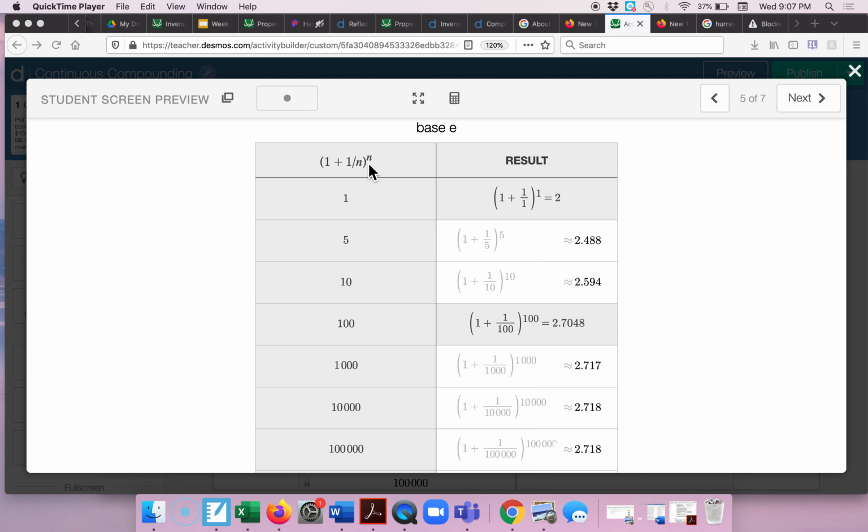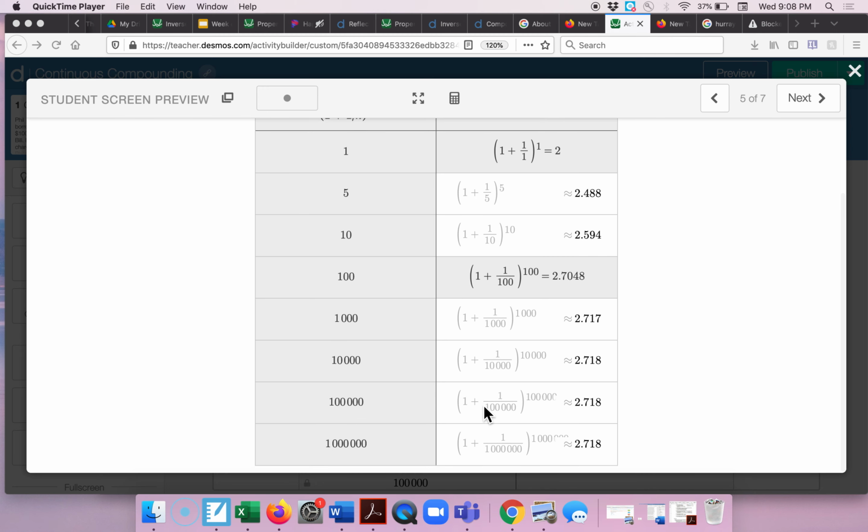So if n gets bigger and bigger, if we start out with n as 1, then this answer is just 2. But then you can see if I make n equal to 5, I'm splitting the 1 into 5 pieces, but then I'm raising it to the 5th power. All right, and so you can see the number getting bigger and bigger as we go. But we get to a point where it just stops getting bigger.